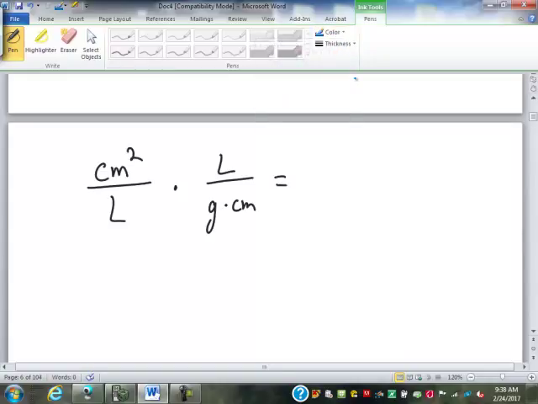What they're asking you to do here, like a centimeter squared, that's a centimeter times a centimeter, so you can split that up into a centimeter times centimeter. And then you can cross cancel within your fractions. This centimeter cancels out that centimeter. This liter cancels out that liter. What's left on top is just centimeters. What's left on bottom is just grams. So it's centimeters over grams is what you're left with there.